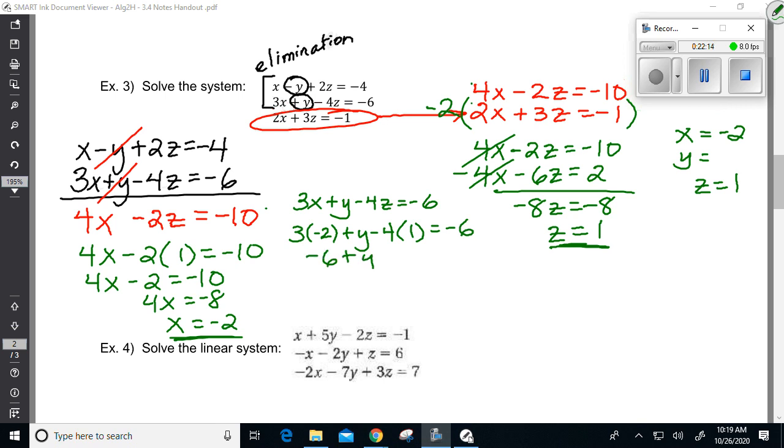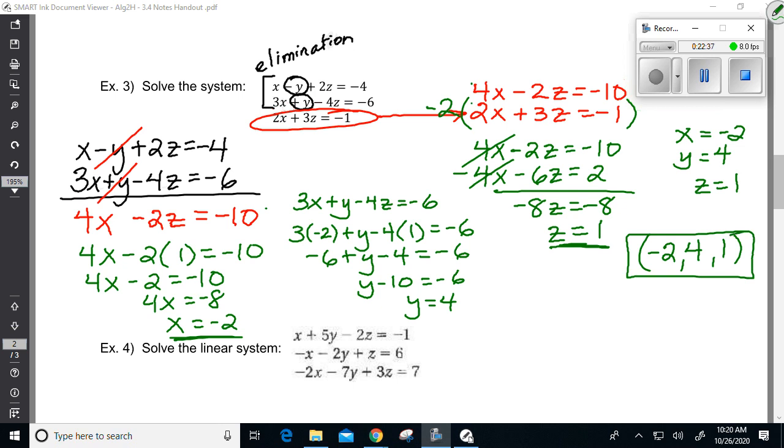Negative 6 plus y minus 4 equals negative 6. y minus 10 equals negative 6. y equals 4. So your answer is negative 2, comma 4, comma 1. That's it, problem's over.